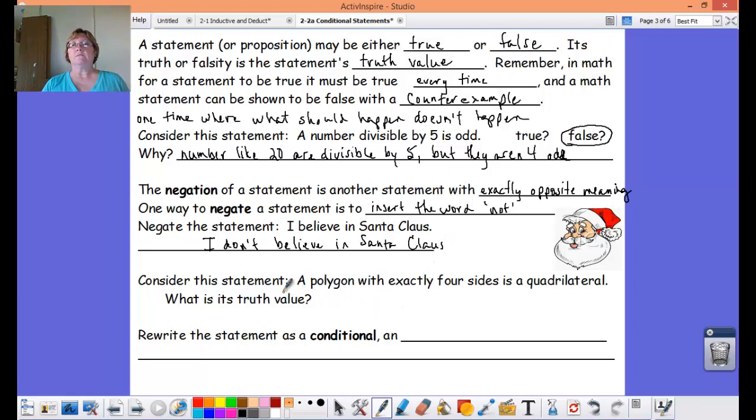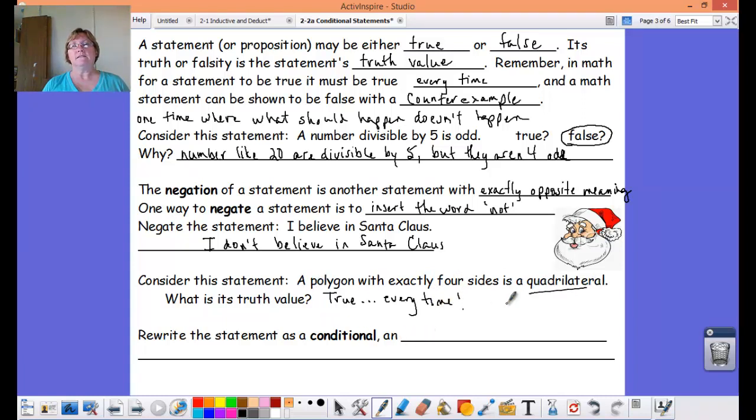I'd like you to think next about this statement. A polygon with exactly 4 sides is a quadrilateral. The question is, what is its truth value? That is, is it true every time, or are there polygons with exactly 4 sides that are not quadrilaterals? I would say that most of you are probably thinking this is true because it's true every time, right? Because if a polygon has exactly 4 sides, by definition, that makes it a quadrilateral.